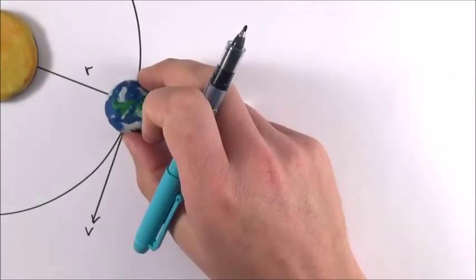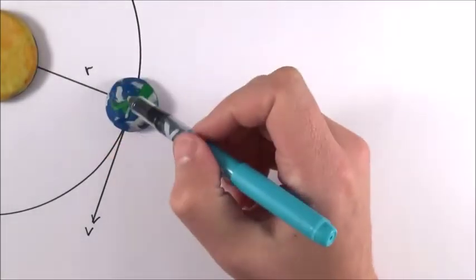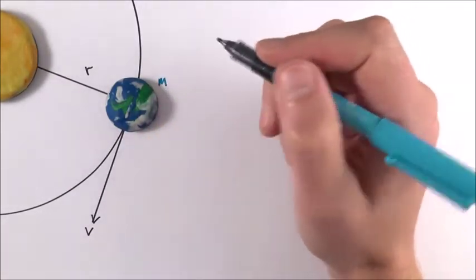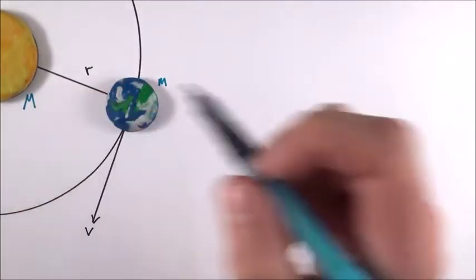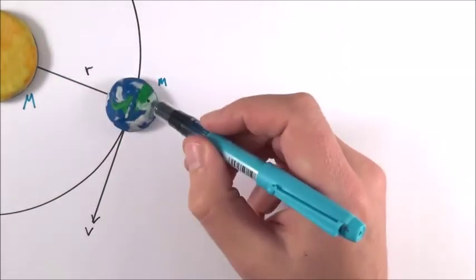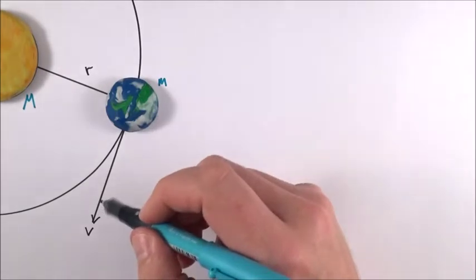So let's maybe consider the Earth going around the Sun, and it's got a certain mass, which I'm going to call little m, and also we have the mass of the Sun, which I'm going to call big M. They're separated by a distance from their centre of masses of r, and this is going at some point with a tangential velocity of v.